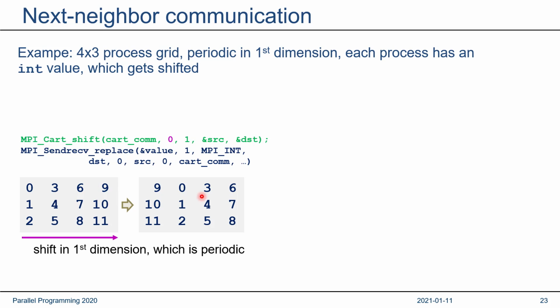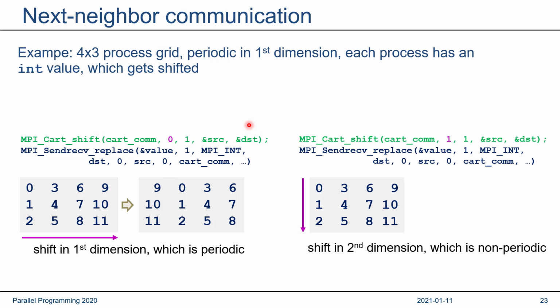So in this picture here, we only denote the directions or the ranks from which data is received. So number 3 received from 0. Number 0 actually receives from 9 because we have periodic behavior in the first dimension. So 0 receives from 9, which is denoted by the 9 here.